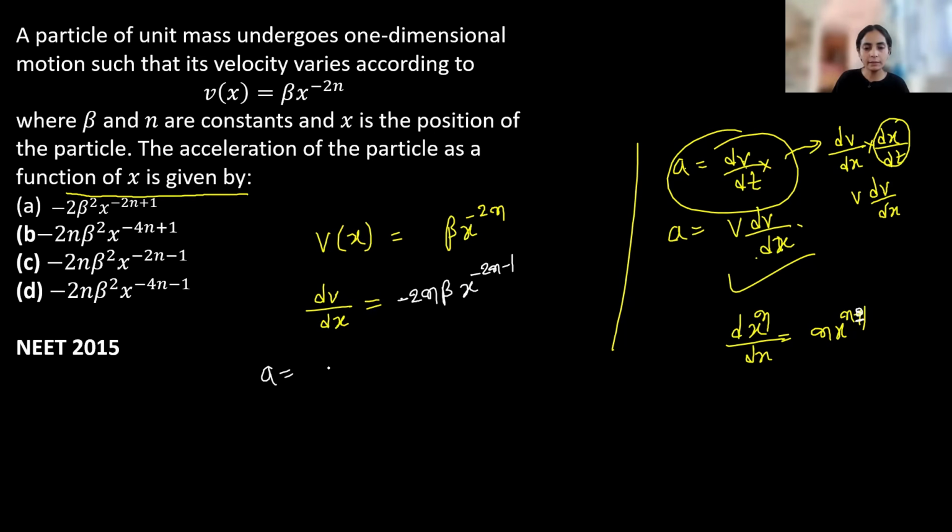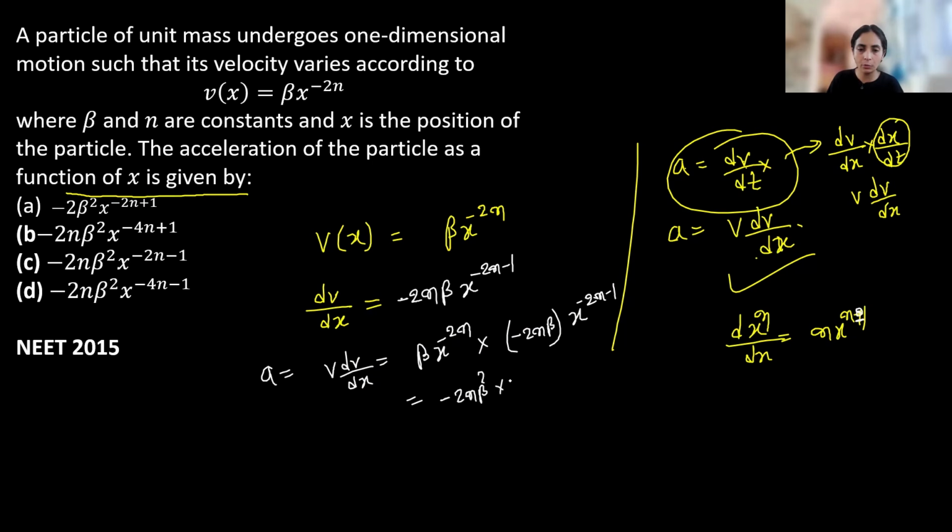This is this thing. एक्सेलरेशन क्या होगा तुम्हारा? v dv by dx. So v is equal to how much? Beta x to the power -2n into, and this is -2n beta x to the power -2n -1. So there are two x's in multiplication and they have powers. So जब दो चीजें multiplication में होती है तो उनके powers add हो जाते हैं. ठीक है, so this will become -2n beta square into x का power क्या होगा? add कर लो और जो भी powers है. So -2n -1, that is -4n -1. So -2n beta square x to the power -4n -1, D will be your correct answer.